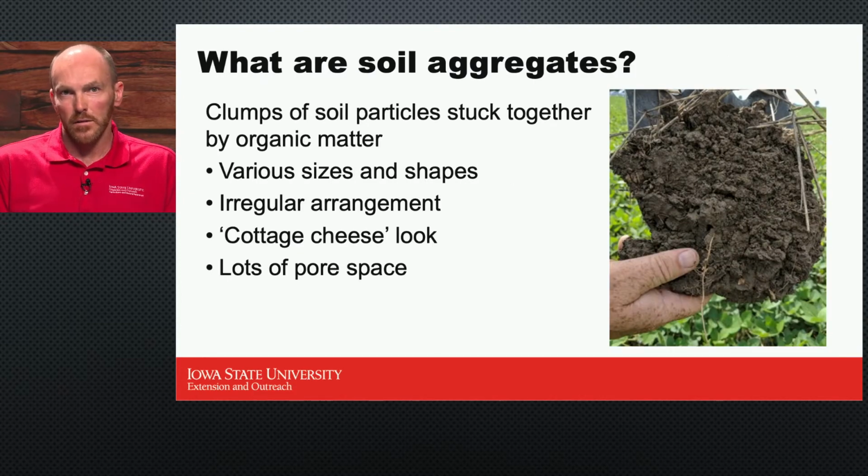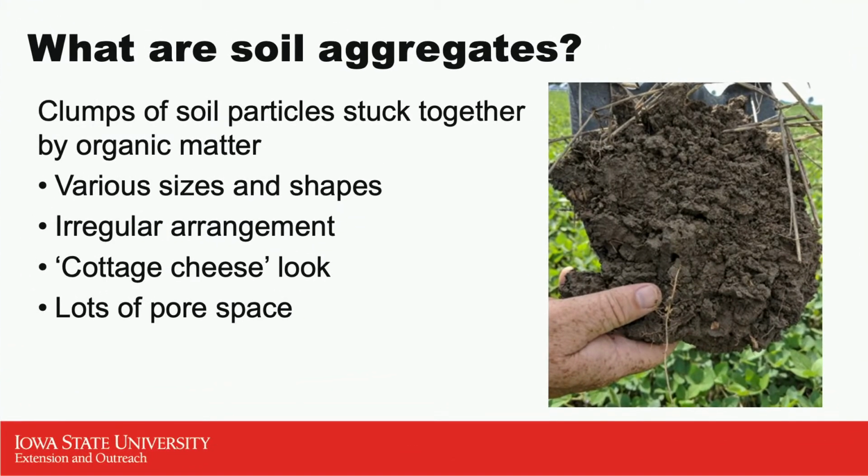So I mentioned soil aggregates earlier. What are aggregates? Well, a really simple way to think about it is they're just clumps of soil particles. So they're sand, silt, and clay that are glued together or stuck together in the soil by organic matter. And it's actually a biological process that makes that happen. So these aggregates, they can be various different sizes and shapes, and they have a pretty irregular arrangement in the soil. And so if you look at the image there on the right, that's a very well aggregated soil. It's got a nice dark color, so that's an indication of high organic matter.